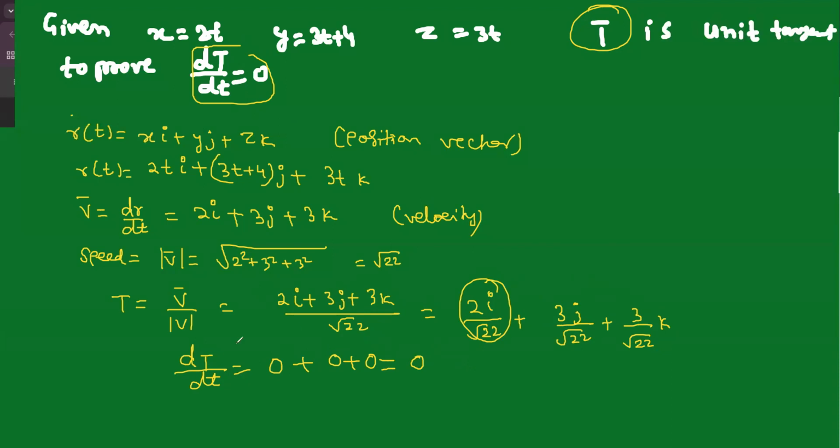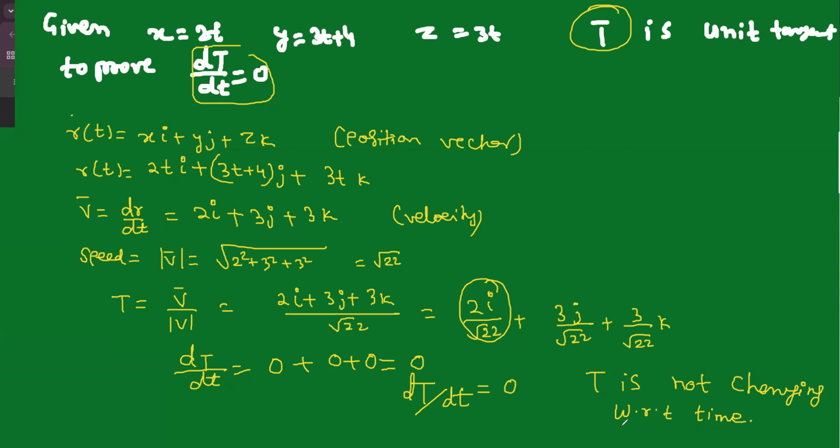Yes, it means the unit vector will not change with respect to time. dT upon dt is 0 means T is not changing with respect to time, because unit vector is independent of small t. Understood? You can go through once so that you can understand.